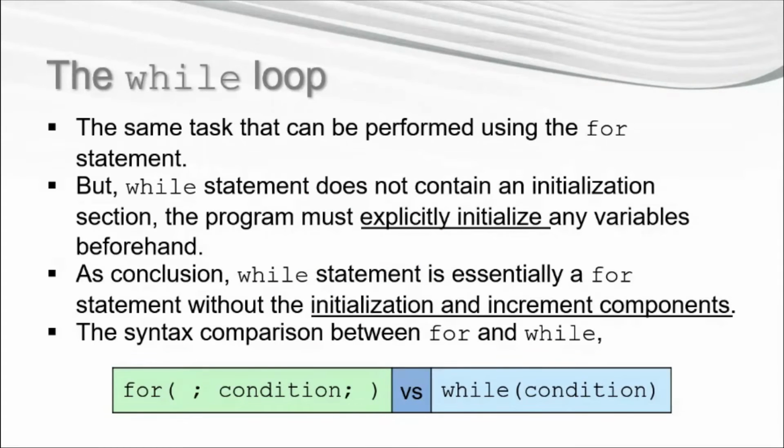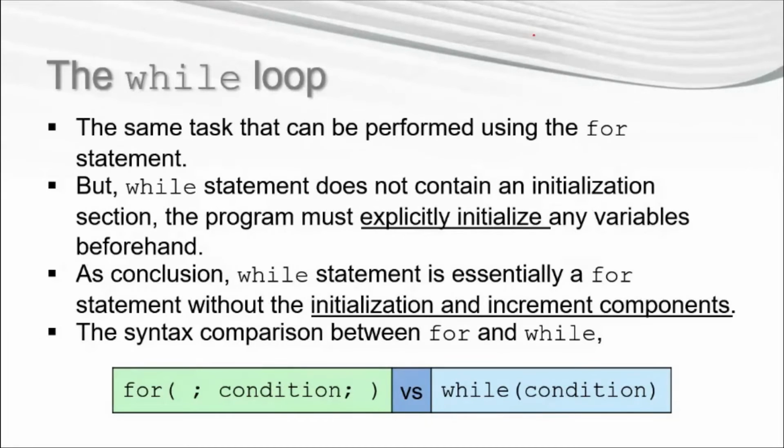So the same task: most of the while loops can be replaced with a for loop. Actually, not all while loops can be replaced with a for loop. The for loop can be replaced with a while loop. Any for loop can be replaced with a while loop. That is possible, but not all while loops can be replaced with a for loop.